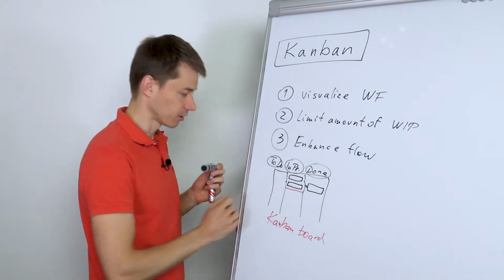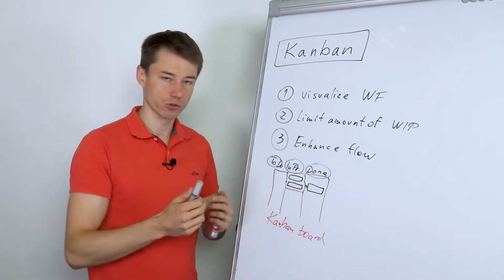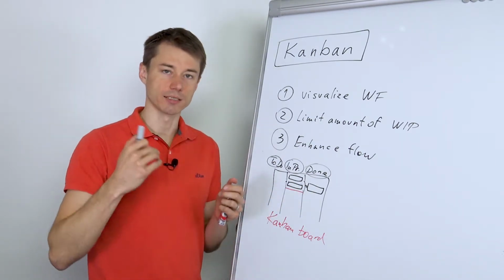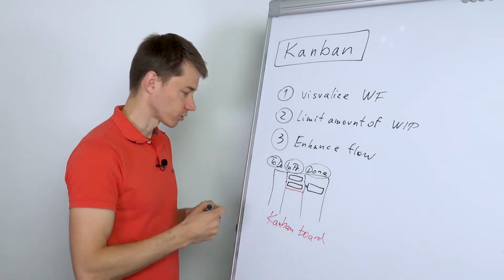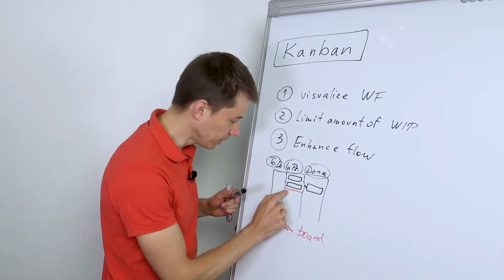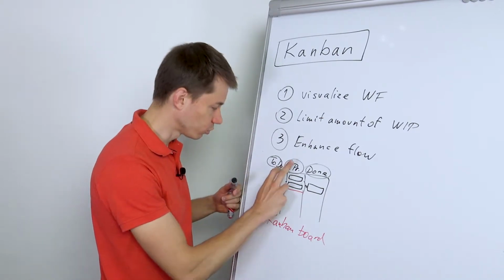Okay, and there is a limit. You cannot, well, usually in a tool you can, but then it highlights or it sends an alert to a team leader or manager, product owner, Scrum Master, whatever. So you would have a limit here to 2.